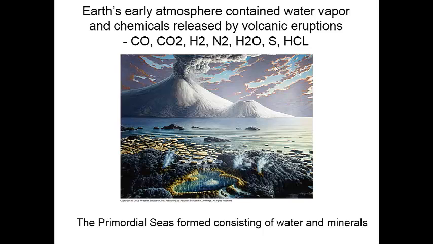There were constant electrical storms, and lightning was always present in the atmosphere. The water would condense in the atmosphere and fall back down to the earth, forming the primordial seas. Where the seas met the land in these structures called stromatolites, this is where the first living organisms would evolve.